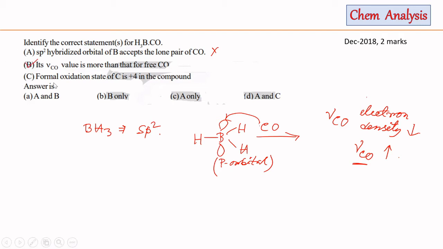And for the third option, the formal oxidation state of carbon is +4 in this compound. In this BH3CO complex, the oxidation state of carbon is +2, not +4. So this option is also not correct, and option B is the correct answer. Only this option is correct. Here the oxidation state of carbon.